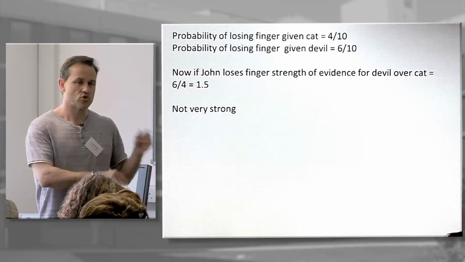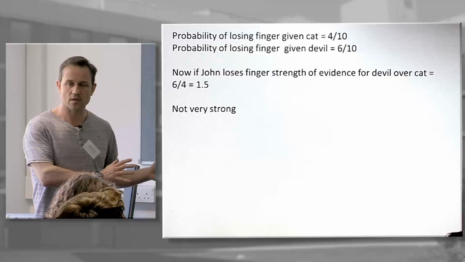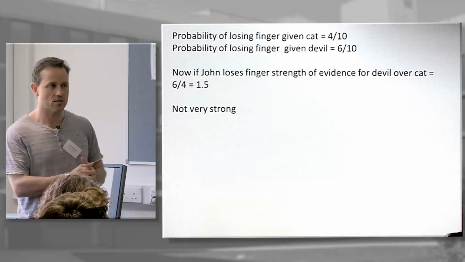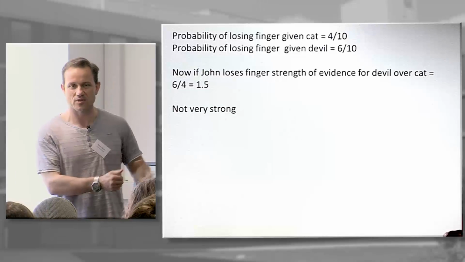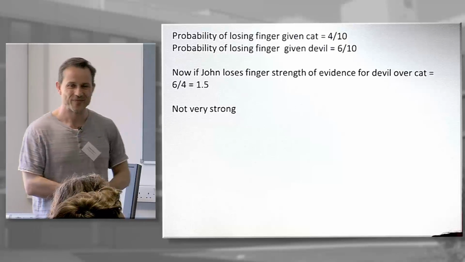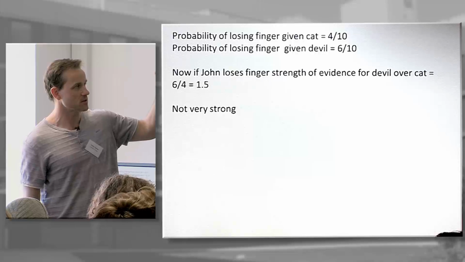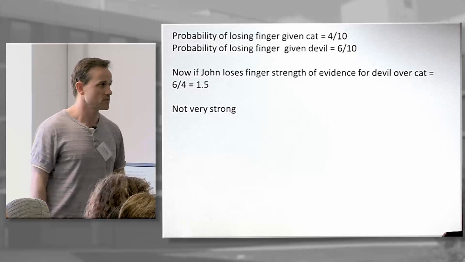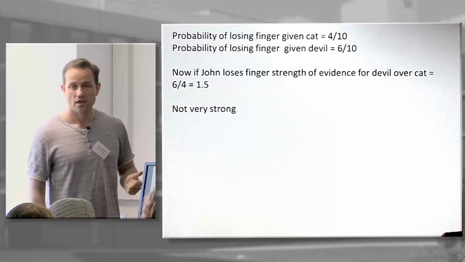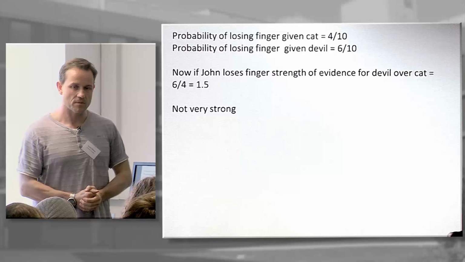Okay, different situation. I get a different cat and a different Tasmanian devil, with slightly different personalities than the ones I had before. So I extensively test on the undergraduates again. And this time the probabilities, there's still a difference. Probability of losing a finger given the cat is 4/10, and probability of losing the finger given the devil is 6/10. So now what they predict isn't quite so different, right?